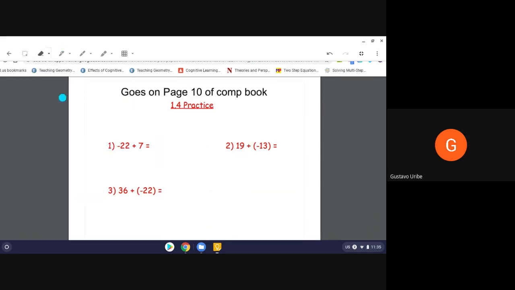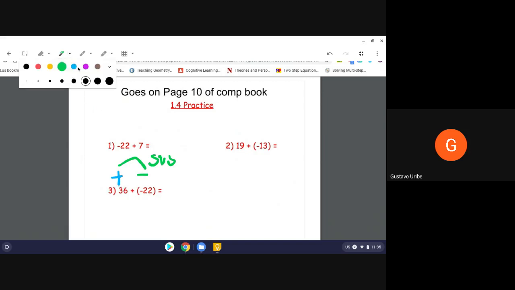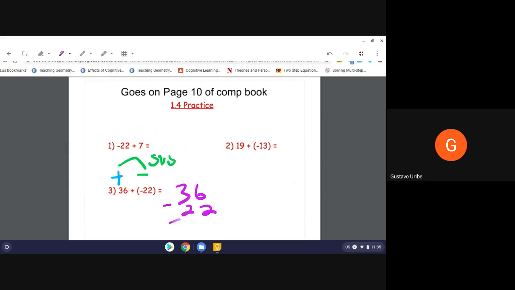Last one for number 3. Focus on the signs. This is a positive plus a negative 22. So that tells me that this is a negative. Because they are different signs, I'm going to subtract these. So this is really 36 minus 22. 6 minus 2 gives me 4. 3 minus 2 gives me 1. So 14. Keep the sign of the bigger number, which is this one right here. So my answer is a positive 14.